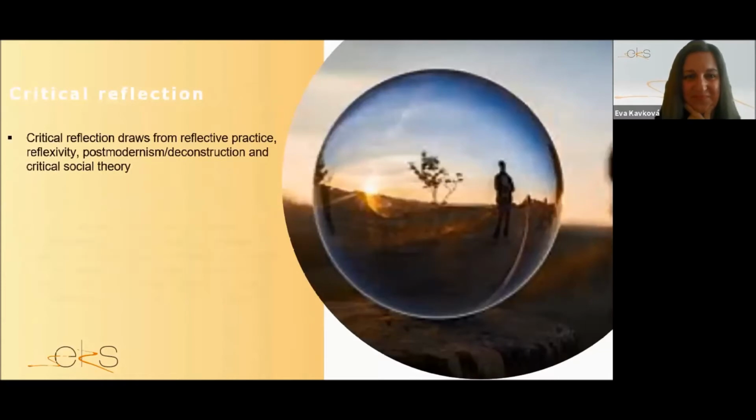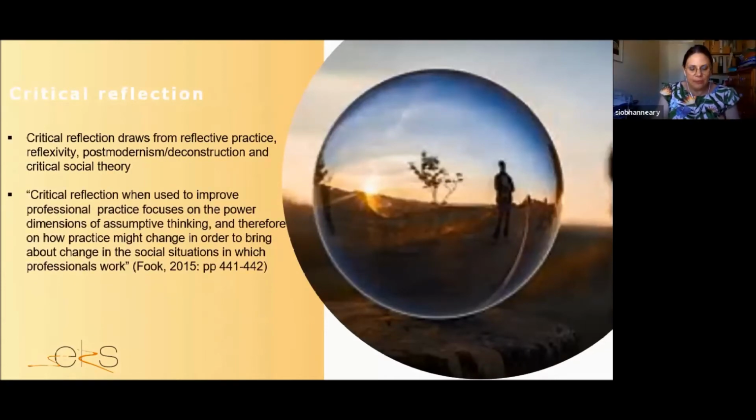Okay, thank you. So just a little bit of background. I'm not going to spend a huge amount of time on this, but critical reflection and this particular area of work that Thompson talks about is very located in social work, but it draws from a whole range of theoretical perspectives. So it builds on reflective practice, reflexivity, but it is very much around challenging, from a postmodernist perspective, the values and the cultural construction that we all work in.